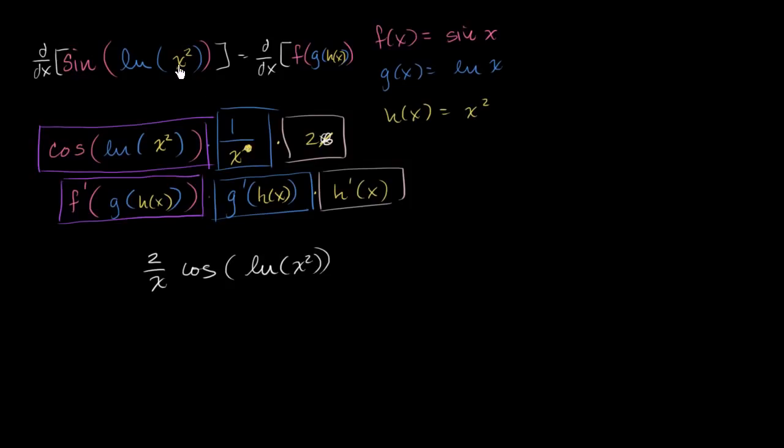And then finally, the derivative of this innermost function. It's kind of like peeling an onion. The derivative of this inner function with respect to x was just 2x, which we got right over here. This was 1 over x squared. This was 2x before we did any canceling out. So hopefully that helps clear things up a little bit.